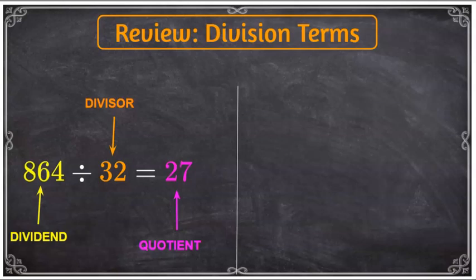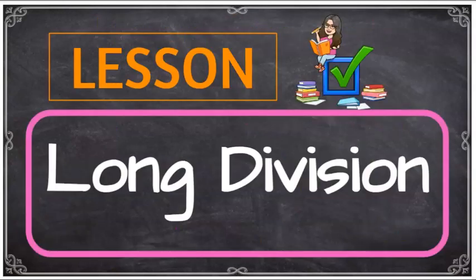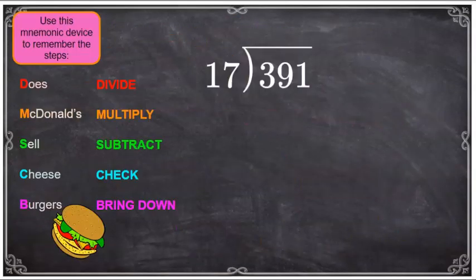quotient. And then here is another example of those 3 numbers where we use what we call the house method, where we put the dividend under the roof or under the house or in the house. So we have the yellow 864 is the dividend, the orange 32 is the divisor, and then the quotient goes on top.